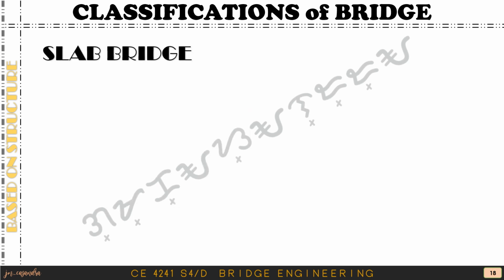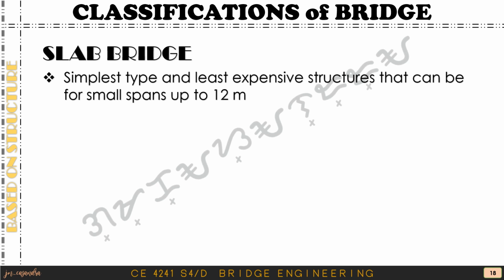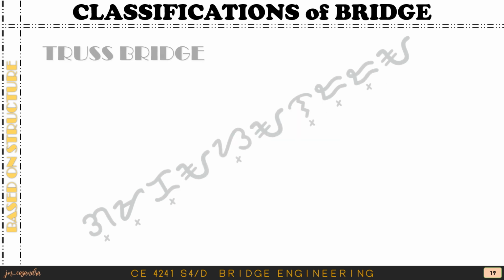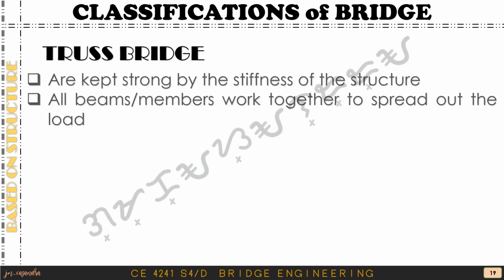Okay, so next we have a slab bridge. This would be the simplest type and the least expensive structure that can be used for small or minor bridges, usually up to 12 meters. So this is the Heinz land span deck slab bridge. So slab bridge lang siya. Wala masyadong support.